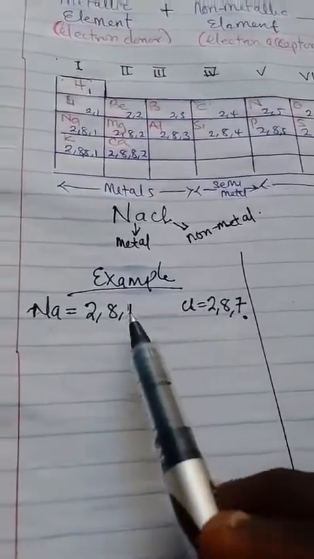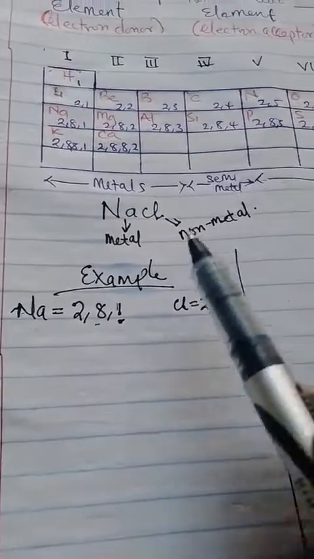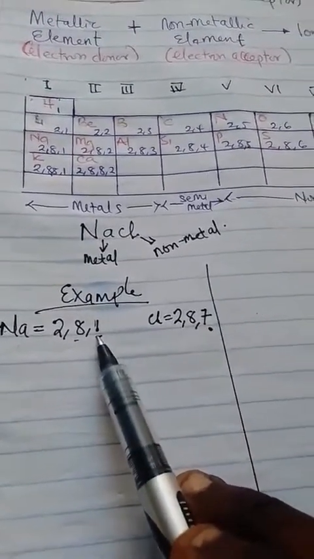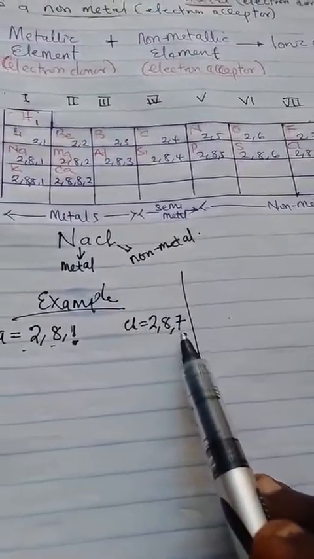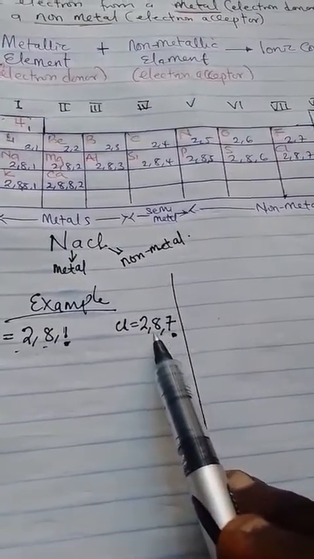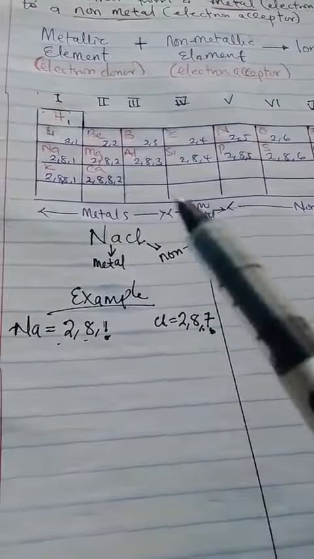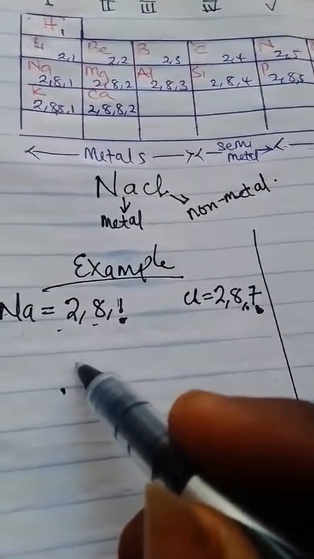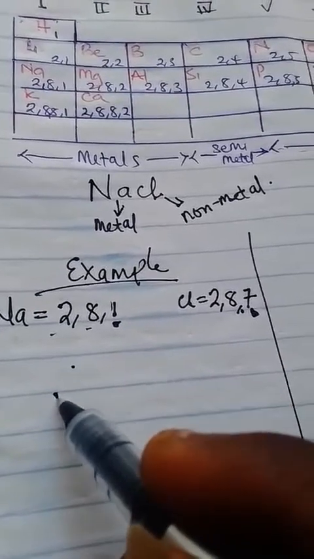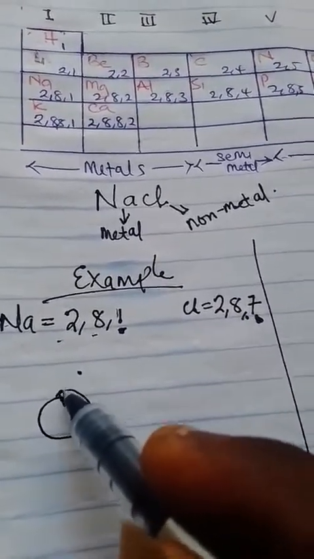Sodium is a metal; it donates an electron. If it donates this one, it's going to have a configuration of 2,8. And if chlorine receives that one, the configuration becomes 2,8,8. Now let's look at how it is done. Let's draw the configuration of sodium. Let me just draw the full configuration we have.